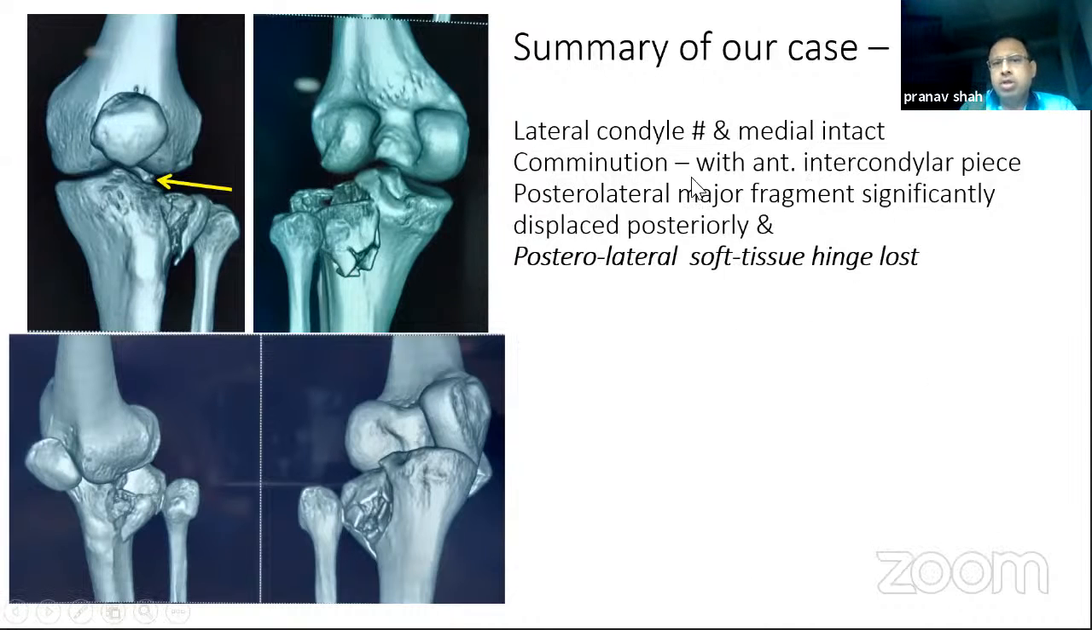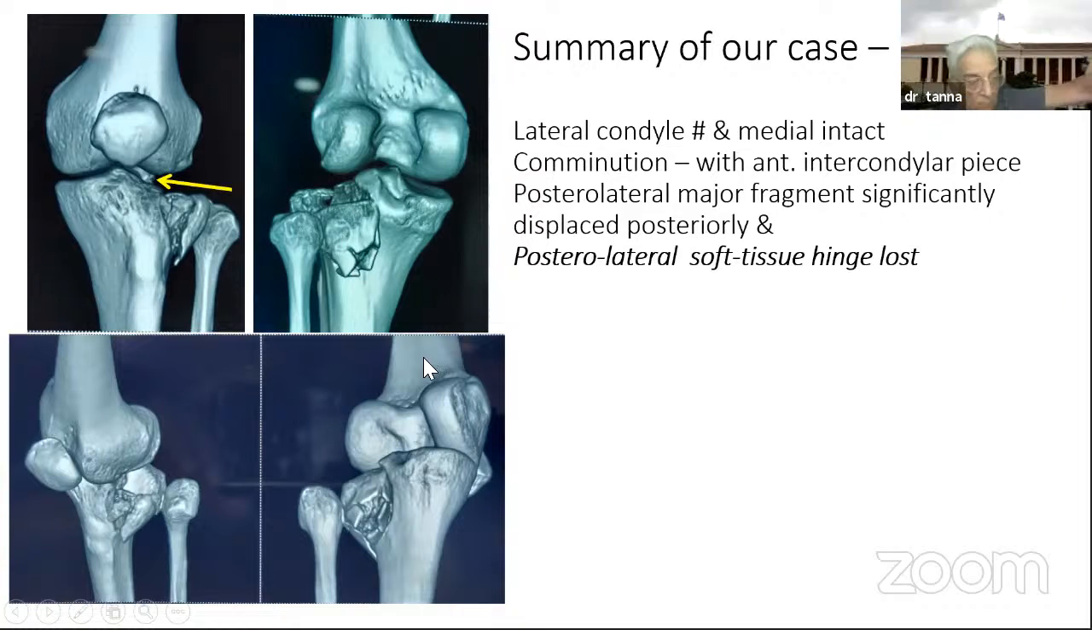So, the summary of our case is that it's a lateral condyle fracture. The medial condyle is intact. The MCL is clinically intact. There is comminution, so we have at least three pieces: the anterior intercondylar piece, then the lateral condylar wafer-thin piece over here, and a large piece over here.